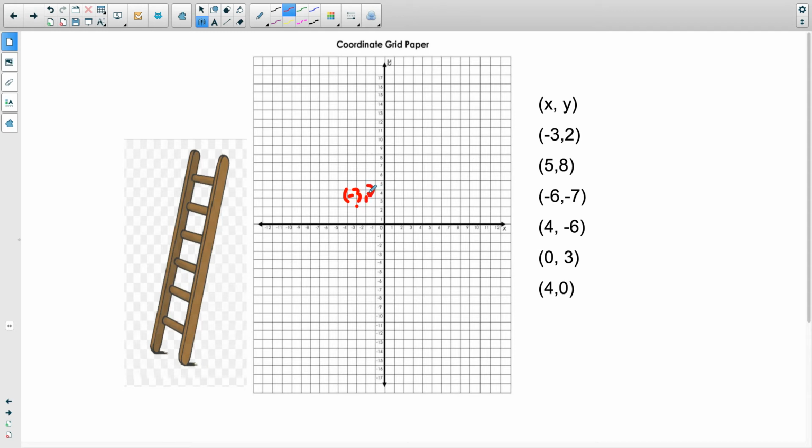You always put a comma between the two numbers, and you put them in parentheses. That's just standard form. What quadrant is this in? It's in quadrant 2. You might want to number your quadrants because we often will ask you which quadrant something's in. This is 1, 2, 3, and lastly, my 4 in the bottom right corner.